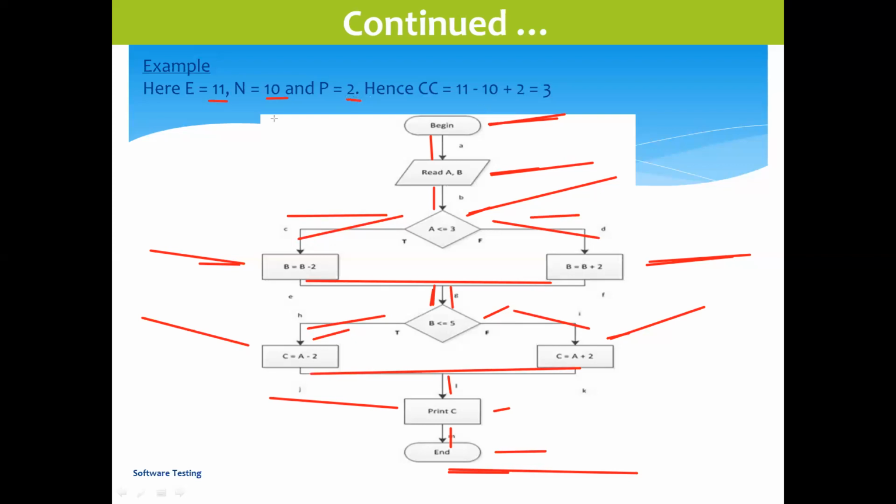Now you can apply the formula: E minus N plus P, the entry exit count. 11 minus 10 plus 2. So the result is coming as 3. 3 means it will be easy. So this is a very simple project they can consider. So this is the idea of the cyclomatic complexity.